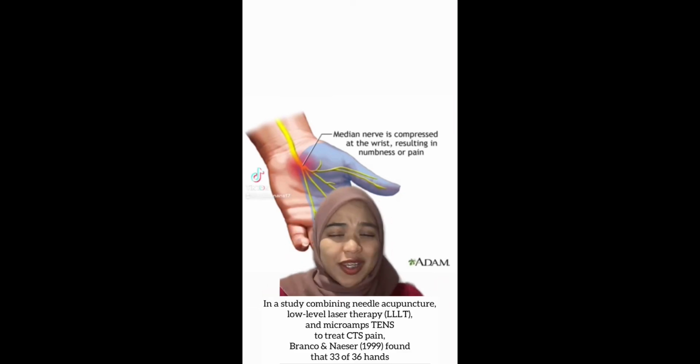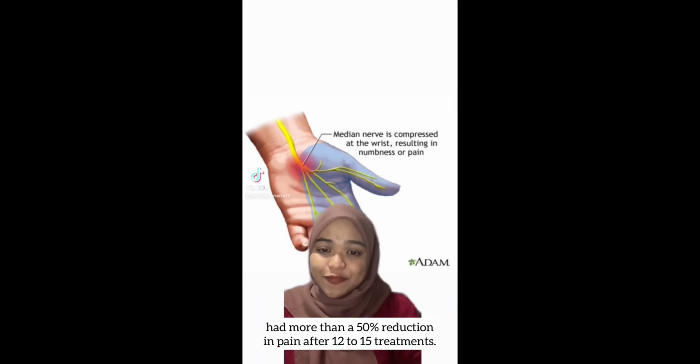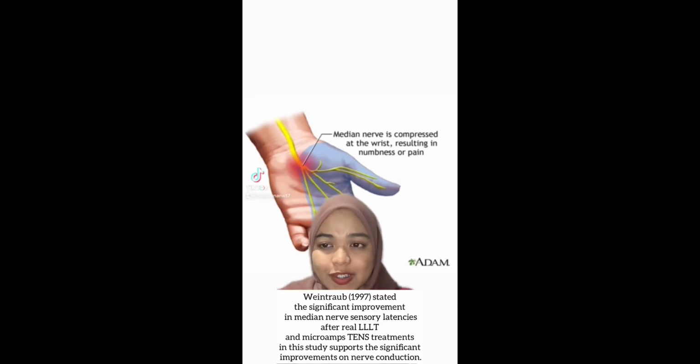In a study combining needle acupuncture, low-level laser therapy (LLLT), and micro-amps stimulation to treat CTS pain, Branco-Inazer 1999 found that 33 of 36 hands had more than a 50% reduction in pain after 12 to 15 treatments. Weintraub 1997 stated the significant improvement in median nerve sensory latencies after LLLT and micro-amps stimulation treatment in this study supports the significant improvements in nerve conditions.